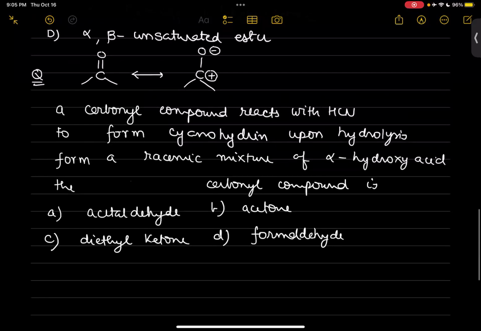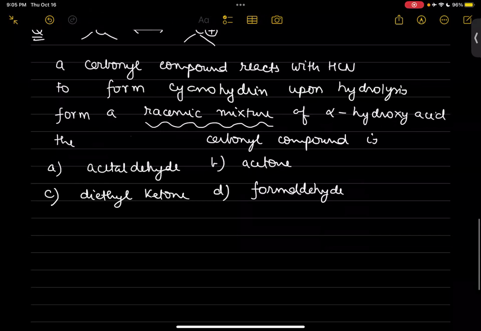So which is the right option? Racemic mixture. This is the word you need to take care of. Getting my point or not? Yes, sir. So where the product is cyanohydrin, which cyanohydrin is in the form of racemic mixture? What could be the right option? Racemic mixture. What is racemic mixture? First of all, tell me.